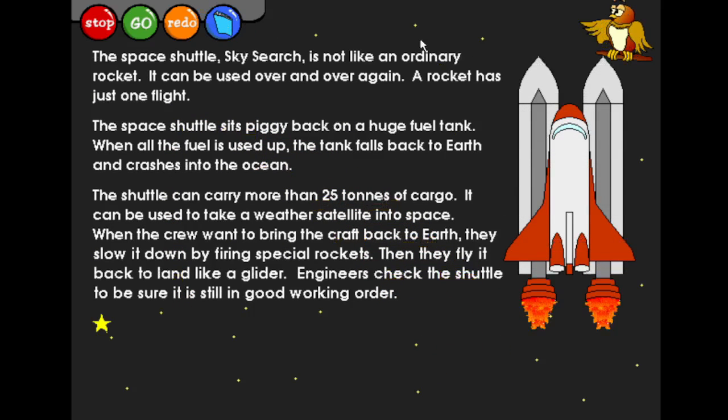Read about the space shuttle, Sky Search. The space shuttle is not like an ordinary rocket. It can be used over and over again. A rocket has just one flight. The space shuttle sits piggyback on a huge fuel tank. When all the fuel is used up, the tank falls back to Earth and crashes into the ocean. The shuttle can carry more than 25 tons of cargo. It can be used to take a weather satellite into space. When the crew want to bring the craft back to Earth, they slow it down by firing special rockets. Then they fly back to land like a glider. Engineers check the shuttle to be sure it is still in good working order.